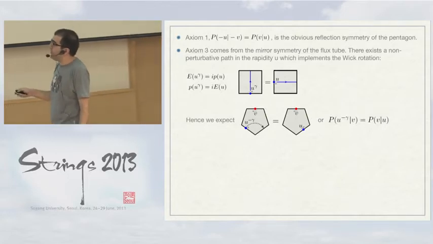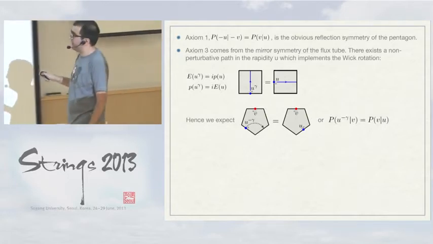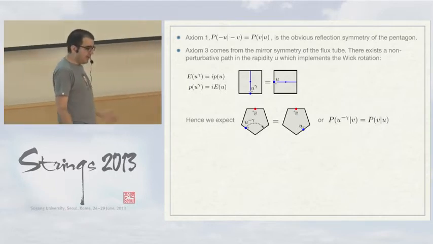Axiom 3 is about weak rotation. So we know how these excitations behave in great detail. We know their dispersion exactly. And we can implement weak rotation.